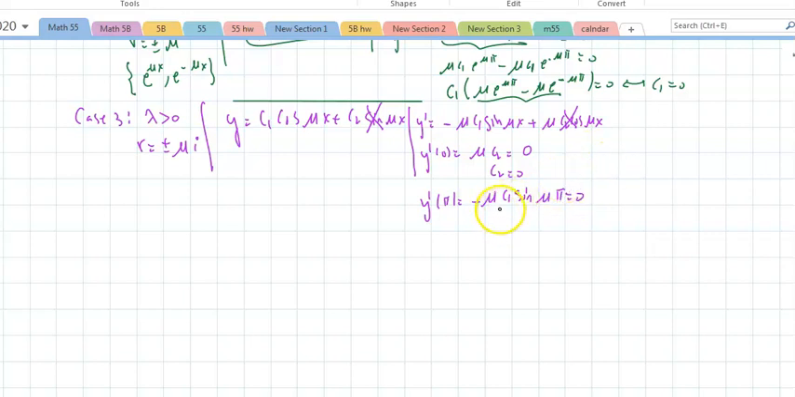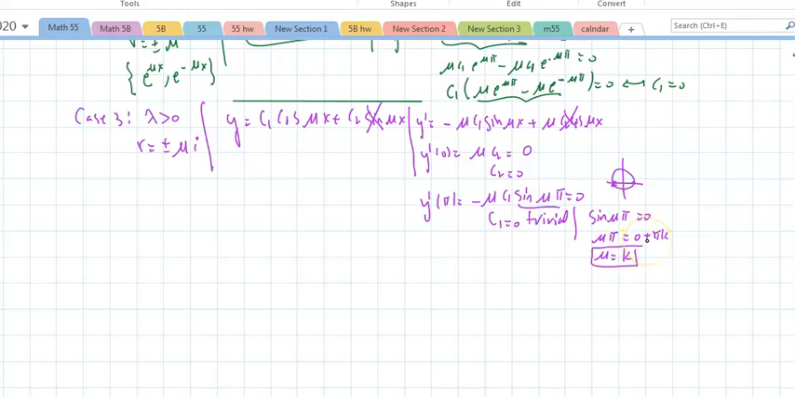Well, out of this, if you say c sub 1 equal to 0, that's the trivial case. Or, if you say the sine of mu pi equal to 0, where does that happen? That happens when mu pi equals 0 plus pi k. Well, doesn't that mean mu equals just k? Wouldn't that be all the solutions?